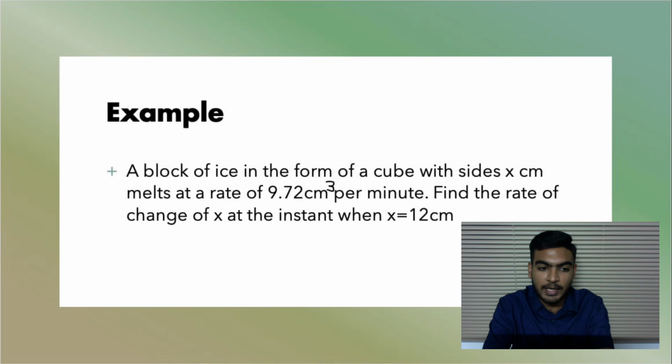A block of ice in the form of a cube, with side x cm, melts at the rate of 9.72 cm³ per minute. Find the rate of change of x at the instant when x equals 12 cm.